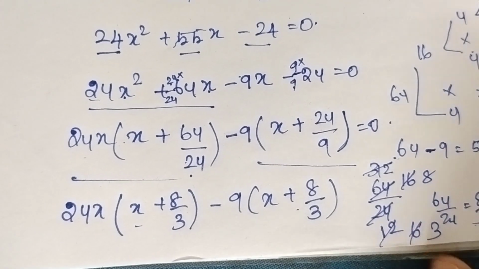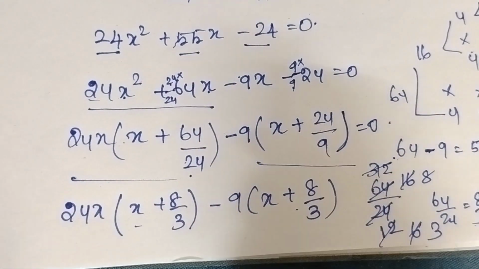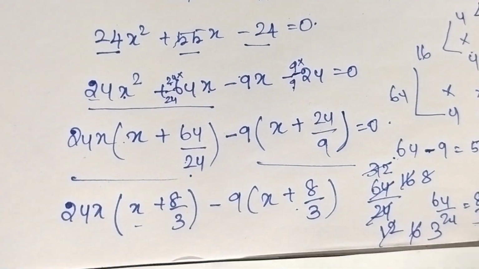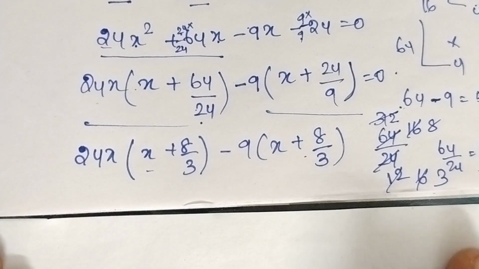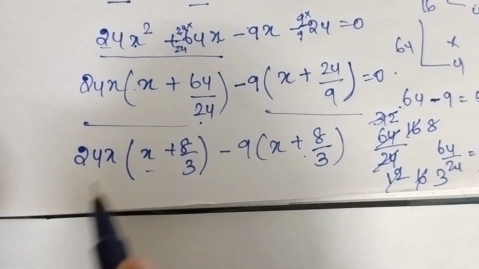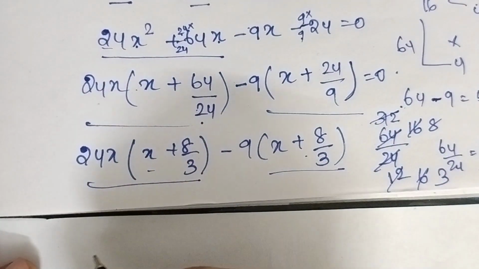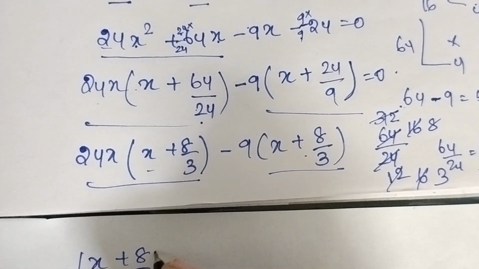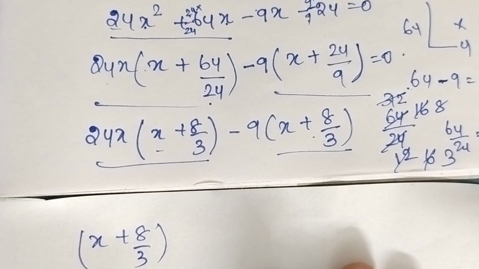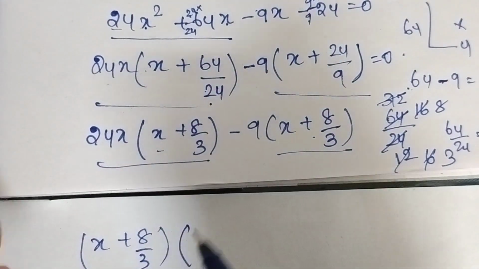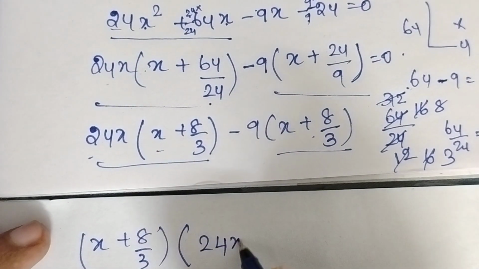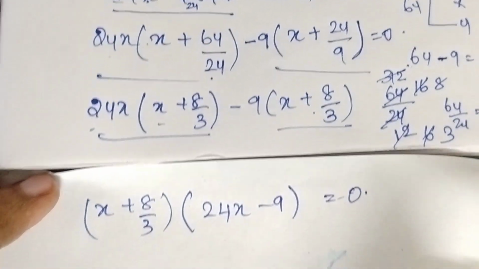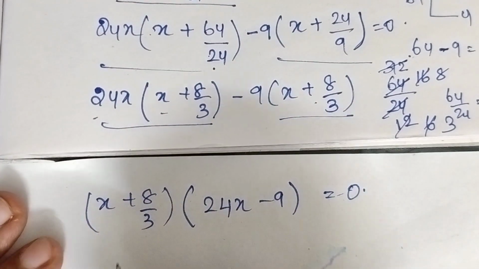So let me rewrite this. Now what I'm going to do is take this, x plus 8 by 3, which is common between these two. I'm going to take that out. Therefore, x plus 8 by 3 is common, and I'm going to take that out. The remaining is 24x here and minus 9 here, which is equal to 0. Now I'm going to equate each factor with 0 separately.